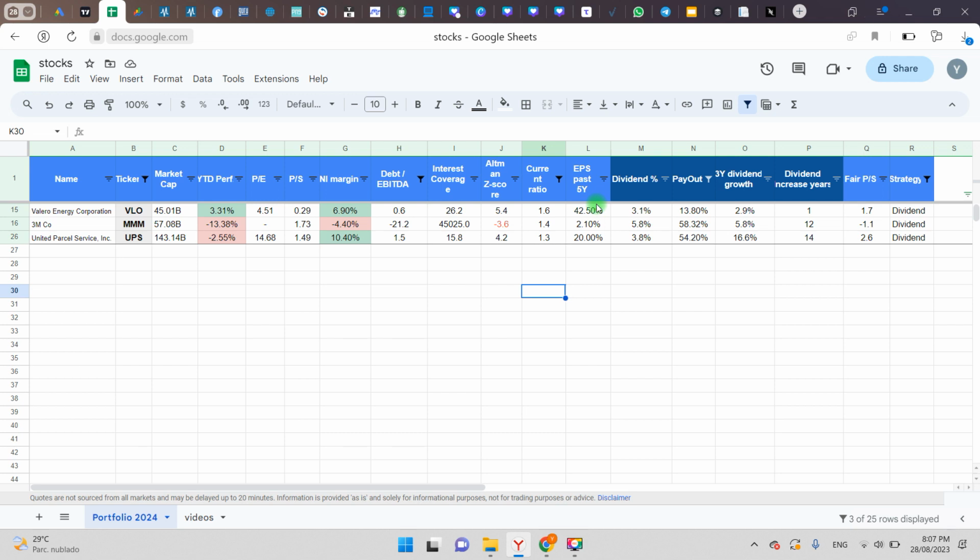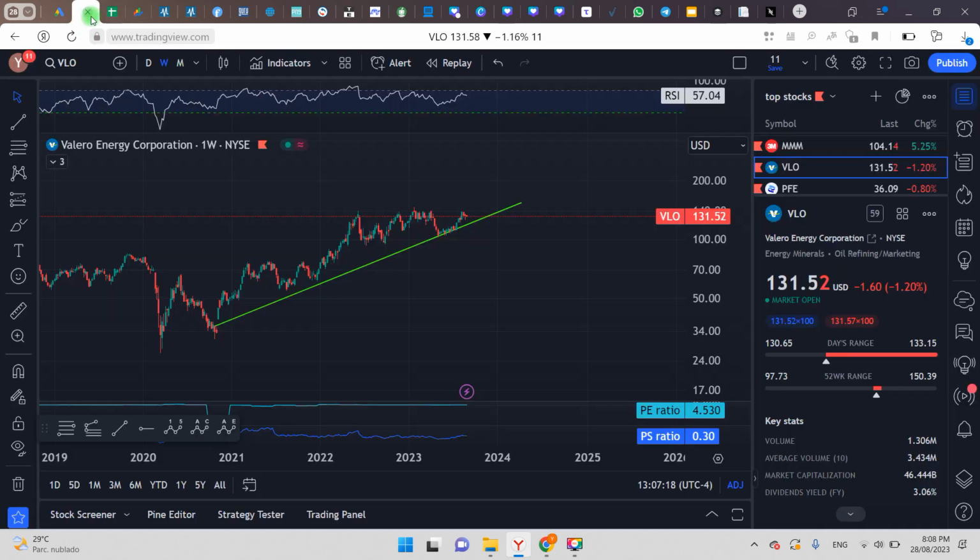By the way, look, it continues to grow. The EPS, earnings per share, for the last 5 years, and payout is also very low. So I guess the company here may increase the dividend payments, and the 3-year dividend growth rate is about 3%. So in my mind, Valero is a nice company also to consider.